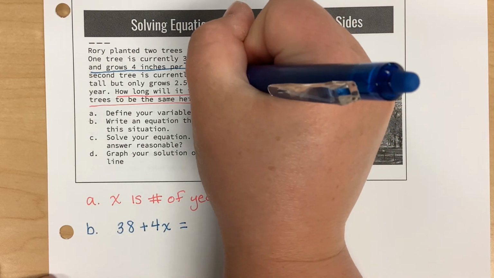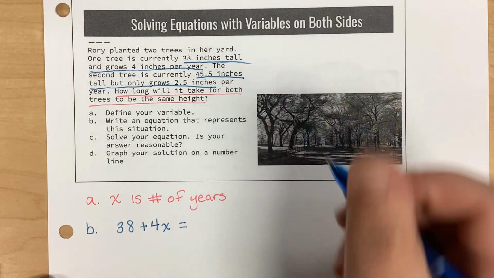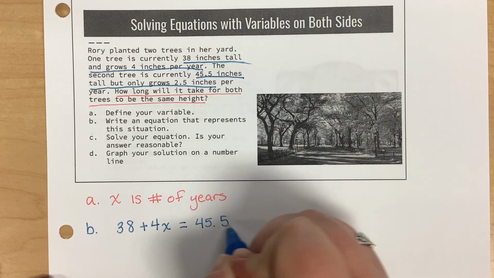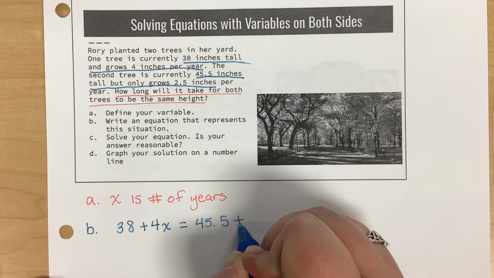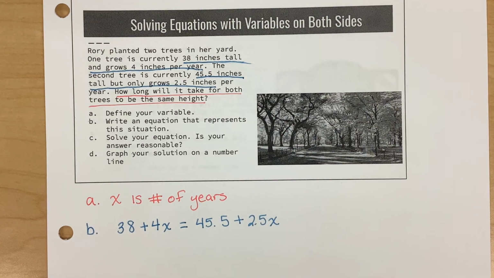Well, the other tree is 45.5 inches tall and grows 2.5 inches per year. Okay, so 45.5 is what it started at, and adds 2.5 inches per year, so times the number of years.